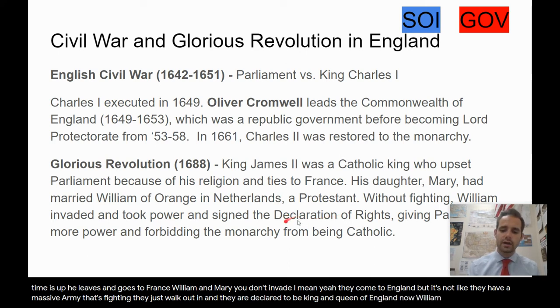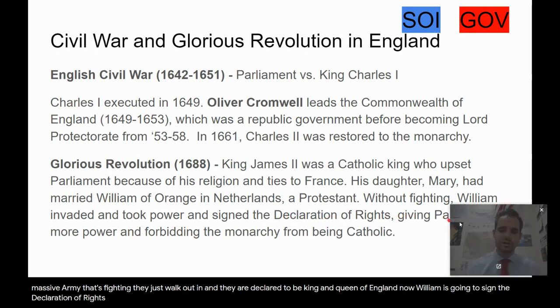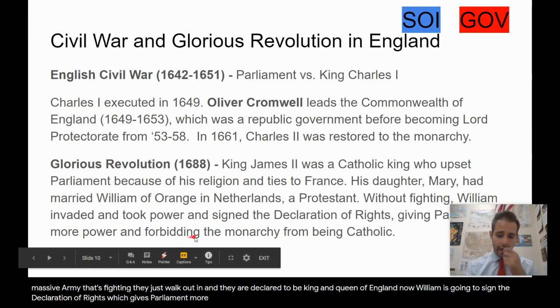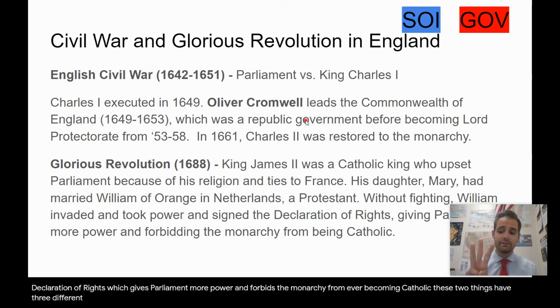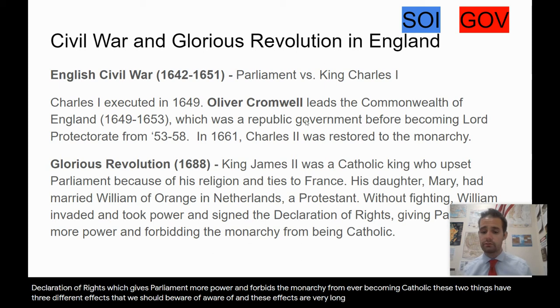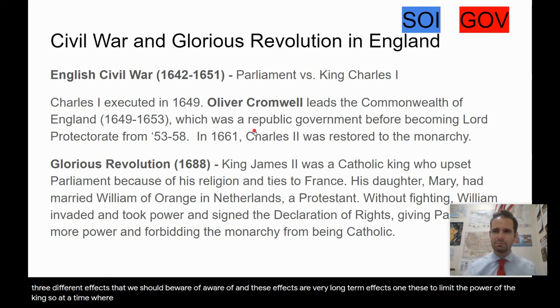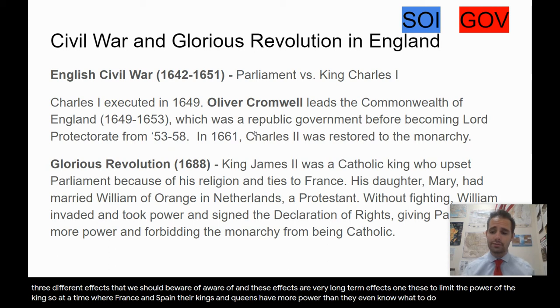Now, William is going to sign the Declaration of Rights, which gives Parliament more power and forbids the monarchy from ever becoming Catholic. These two things have three different effects that we should be aware of, and these effects are very long-term effects. One, these two limit the power of the king. So at a time where France and Spain, their kings and queens have more power than they even know what to do with, England's kings don't have that.